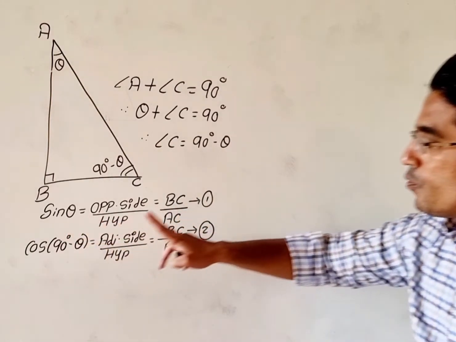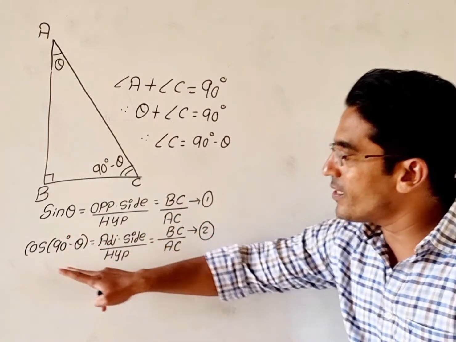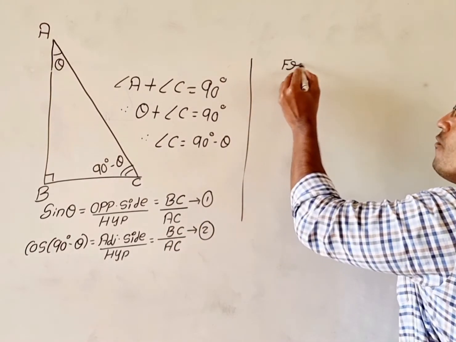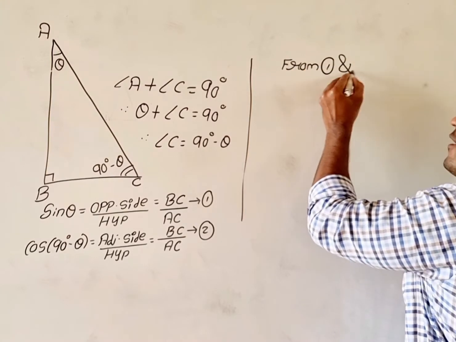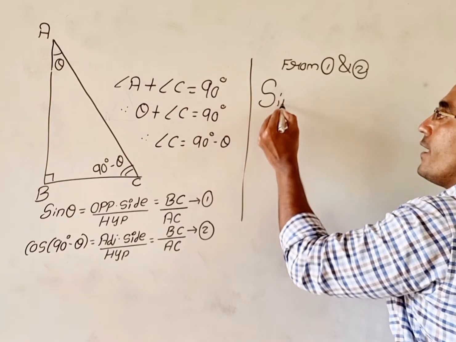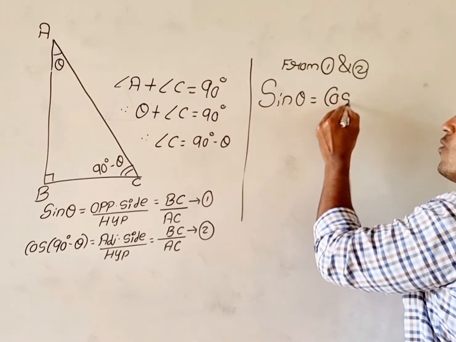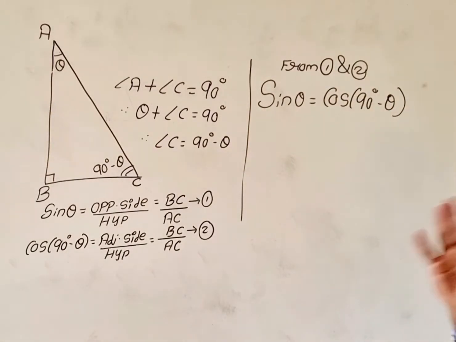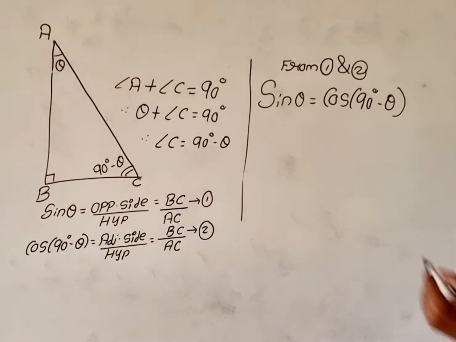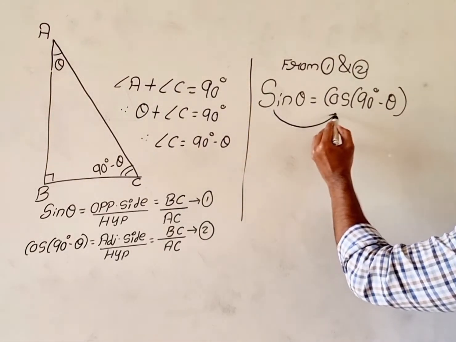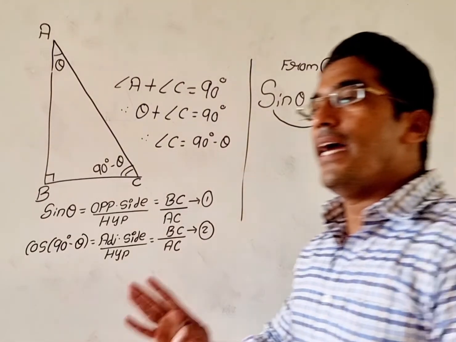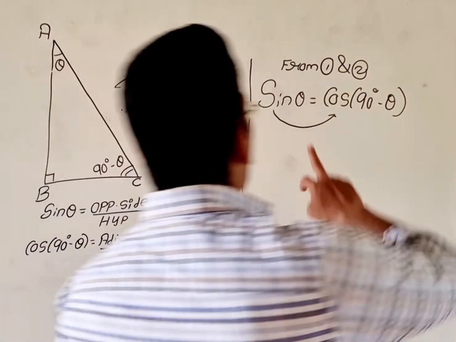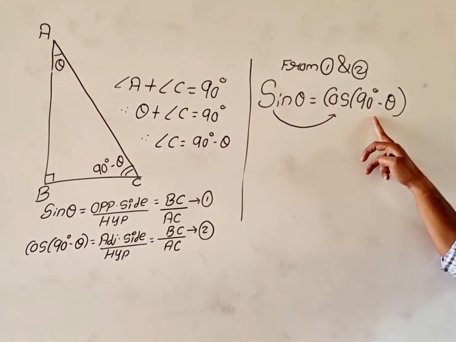Now from 1 and 2, what can we observe? Sin theta is equal to BC upon AC. Cos 90 minus theta is also equal to BC upon AC. So from 1 and 2, sin theta is equal to cos 90 degree minus theta. So which formula did we get? Suppose I want to convert sin into cos, what do I have to do? I have to just subtract the given angle from 90 degree. So here I was having theta, here I got 90 degree minus theta.